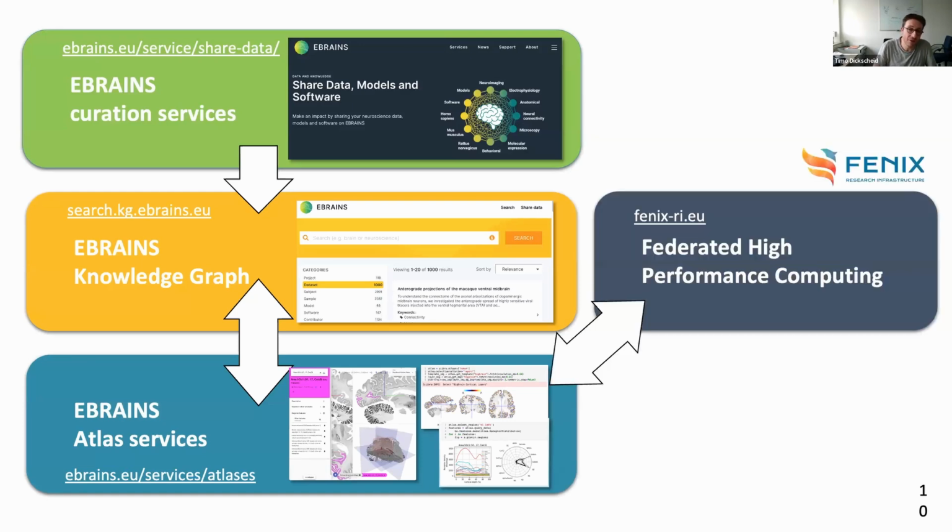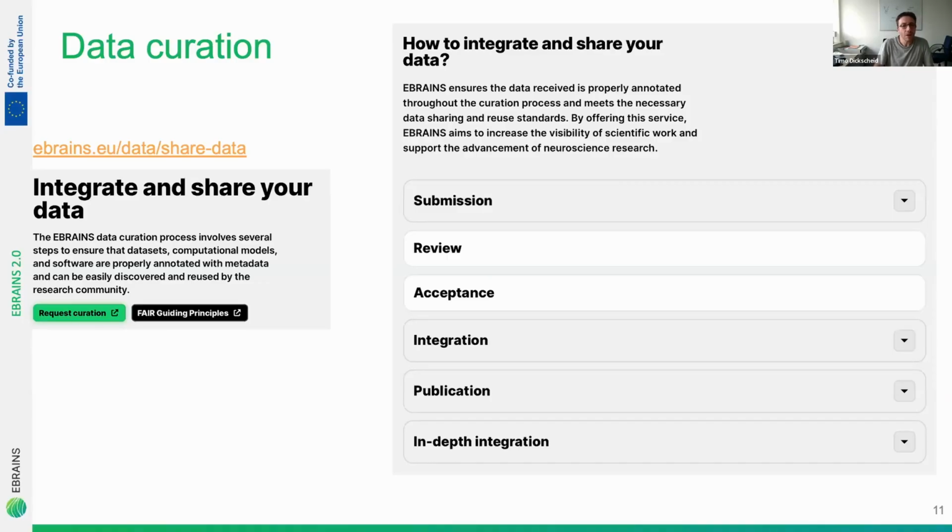And behind the scenes, we also rely on hardware, computers, and storage systems, which in the case of EBRAINS are provided by European supercomputing centers, which provide the basis of where all the framework is built onto.